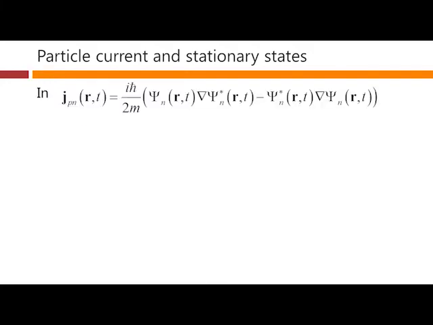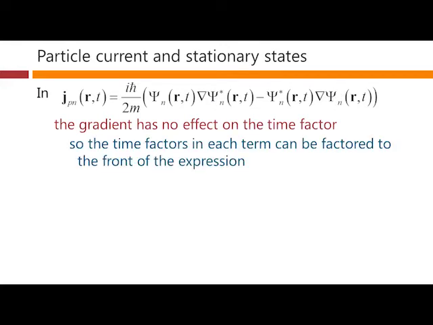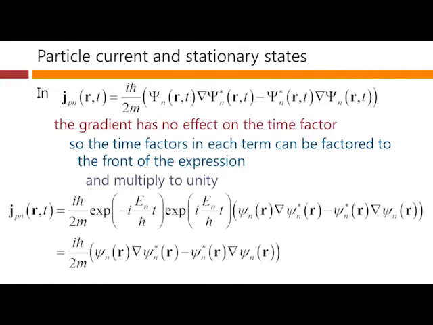In this expression that we have just written out here, the gradient has no effect on the time factor that is built into either of these two functions here. So the time factors in each of these terms can simply be factored out in front of the whole expression. And they multiply up to unity. So taking the time factors from both of these, we can bring them out front here and these just multiply to unity. So in our energy eigenstate of any system, then we can write down what the particle current density is.